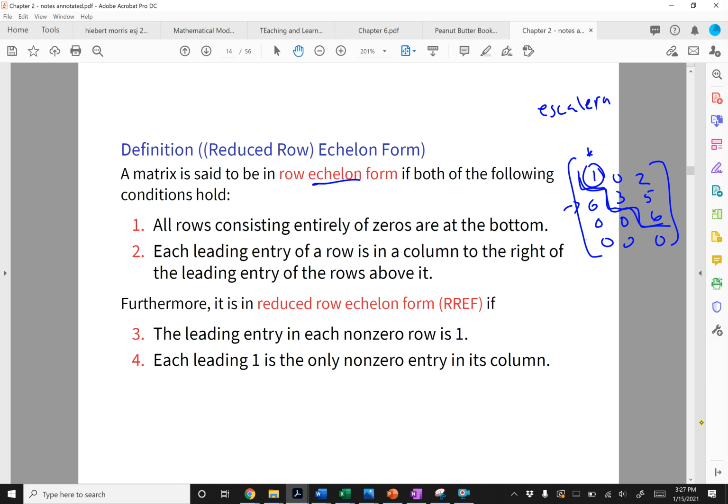And reduced row echelon form goes a little bit further. It's in row echelon form, but all the leading entries are 1. So up here, we'd have to change this to 1 and change this to 1 using row operations. That means these might change. And each leading 1 is the only non-zero entry in its column. So here's one that is not in reduced row echelon form. We've got to change these to 0 somehow through row operations.